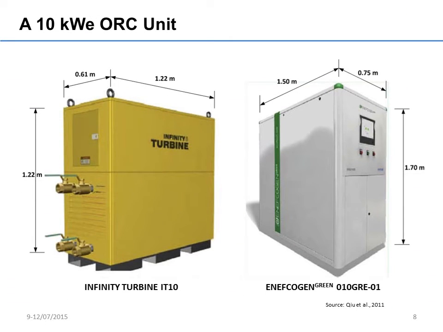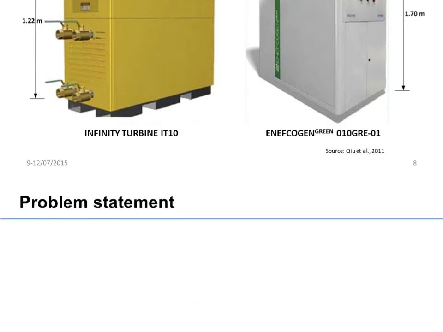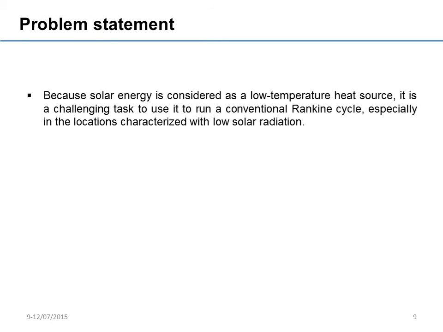These are small scale organic Rankine cycle units including all main components with a capacity of 10 kilowatt from two different providers. It can be seen the dimensions in meters on both units, showing how small they are. Such sizes don't need a big space.